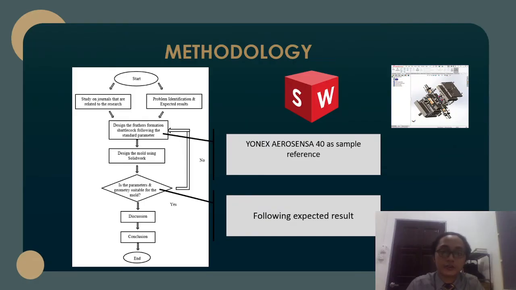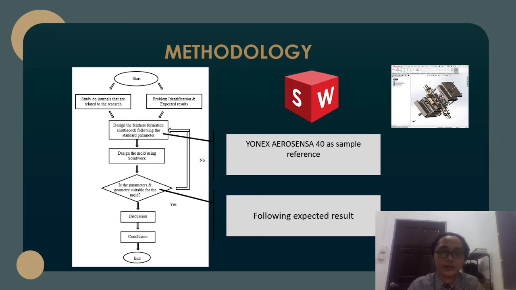The methodology for this project follows the chart shown. The chart covers both FYP1 and FYP2, where it starts with data gathering from related journals, and identifying the problem and its expected result by referring to previous journals. Then, design the feather formation shuttlecock following the standard dimensions of the Yonex Aerosensa 40. The Yonex Aerosensa 40 was chosen because it is approved by BWF. Then, design the mold using SolidWorks.